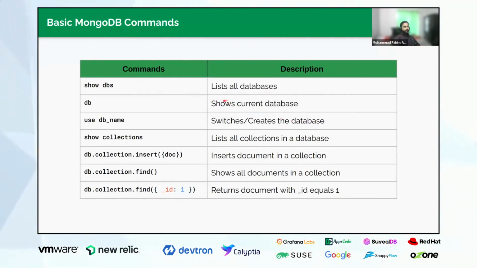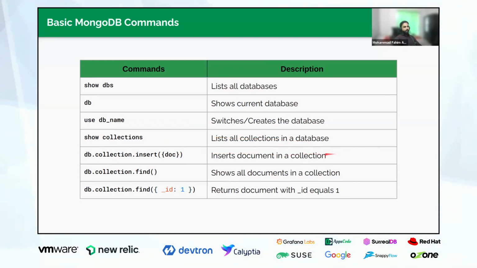Then these are some basic commands of MongoDB. You can run the show dbs command to list all the databases. You can run the db command to show the current database. You can use the use dbname command to switch to a database, or if the database doesn't exist, you can actually create the database. Then there is show collections. It will list all collections in the database.